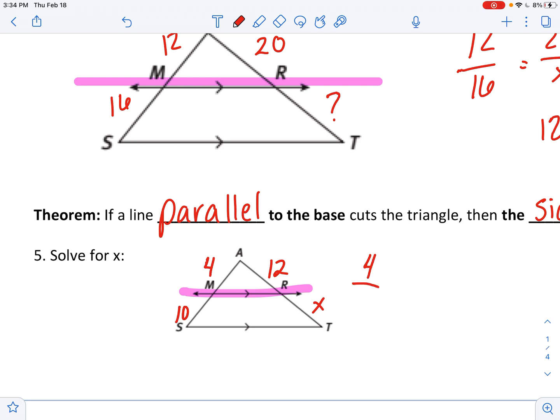If you are done, then you got 4 over 10 equals 12 over x, so 120 equals 4x, or x equals 30. So that's how you would solve those parallel line proportionality theorems.